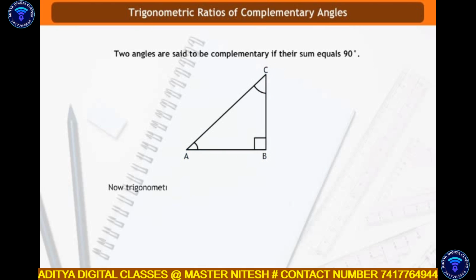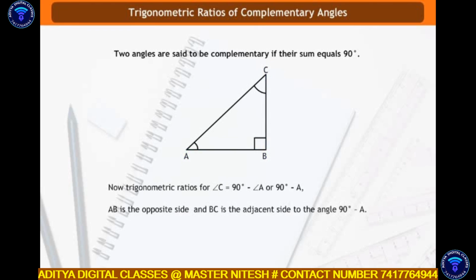Now let us write the trigonometric ratios for angle C, which is equal to 90 degree minus angle A, or 90 degree minus A. Here we find AB is the opposite side and BC is the adjacent side to the angle 90 degree minus A.